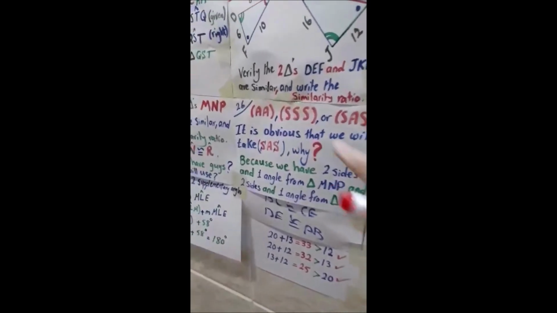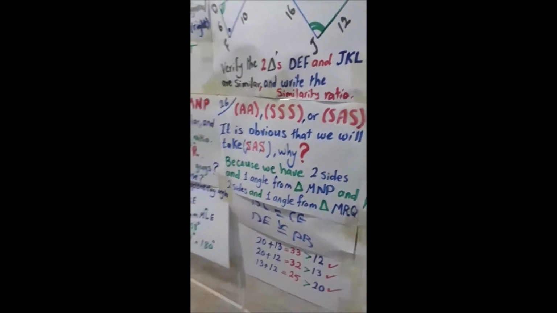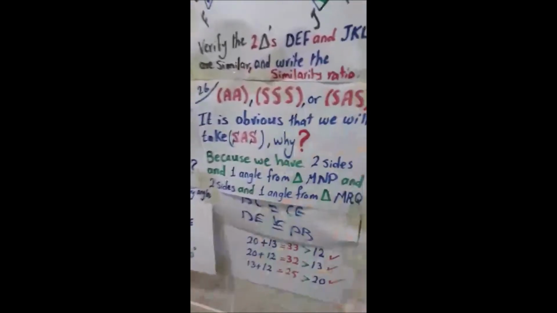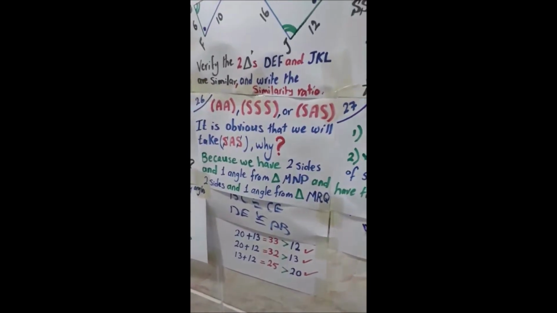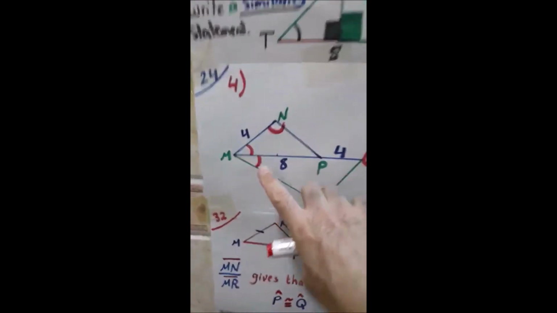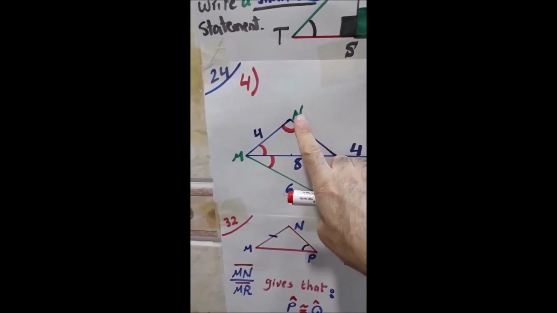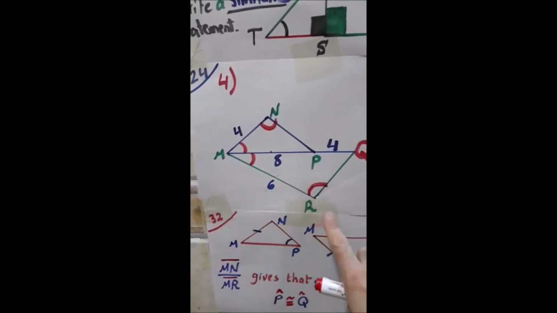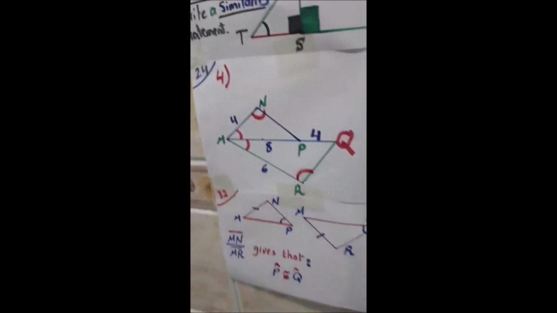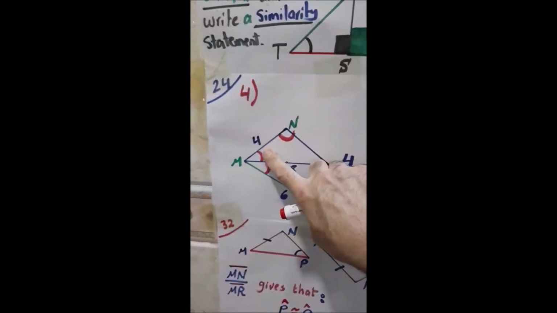Why do you think I didn't take side and angle? The answer is because we have two sides and one angle from the first triangle MNP, and again we have two sides and one angle from the other triangle MRQ. But Mr., can you show it for us? Yes, why not? It is given that angle NMP and angle QMR are congruent. So we found one angle from here and one angle from here.